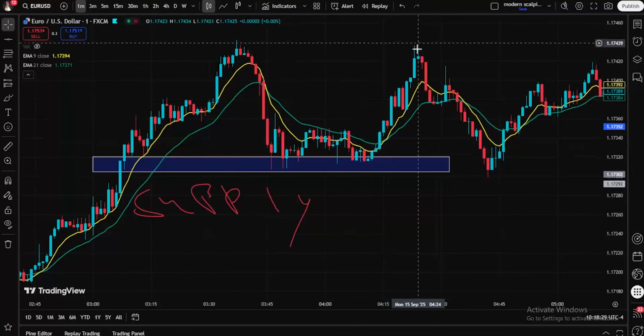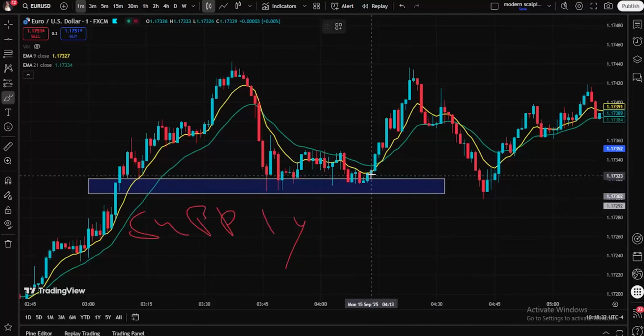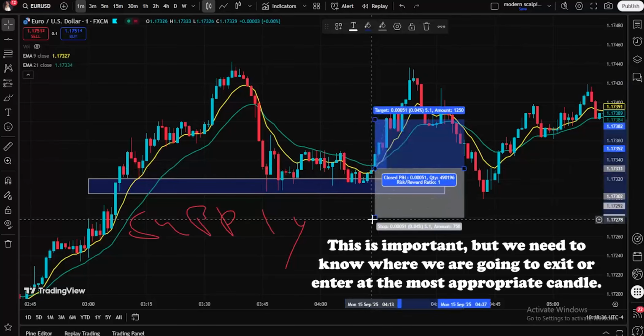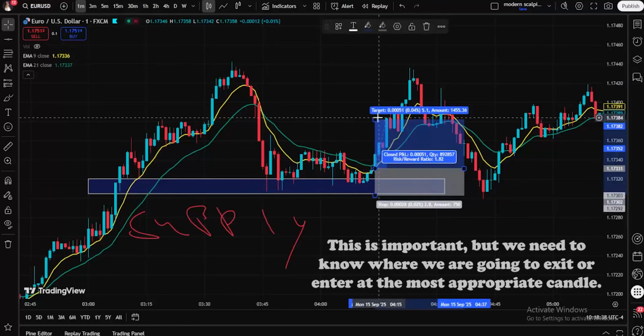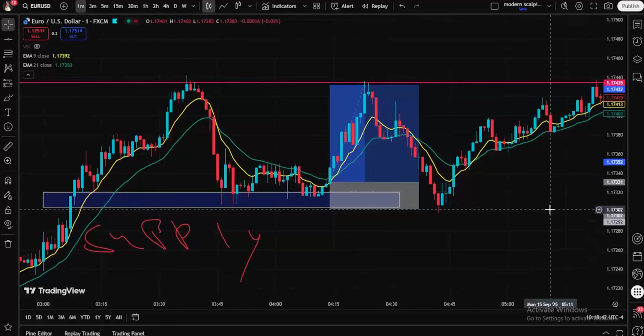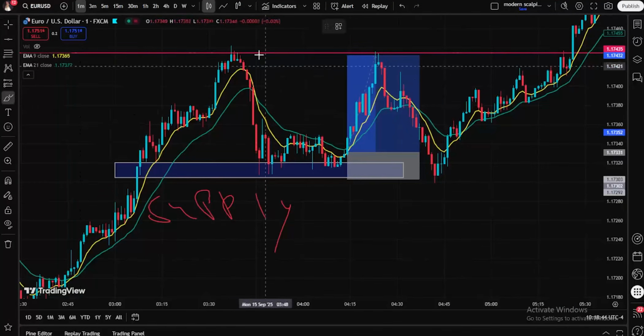In this situation, the most professional thing you can do is enter right on the close of the confirmation candle, stop below the demand zone, target either at the previous resistance level or when the EMAs start to converge again.